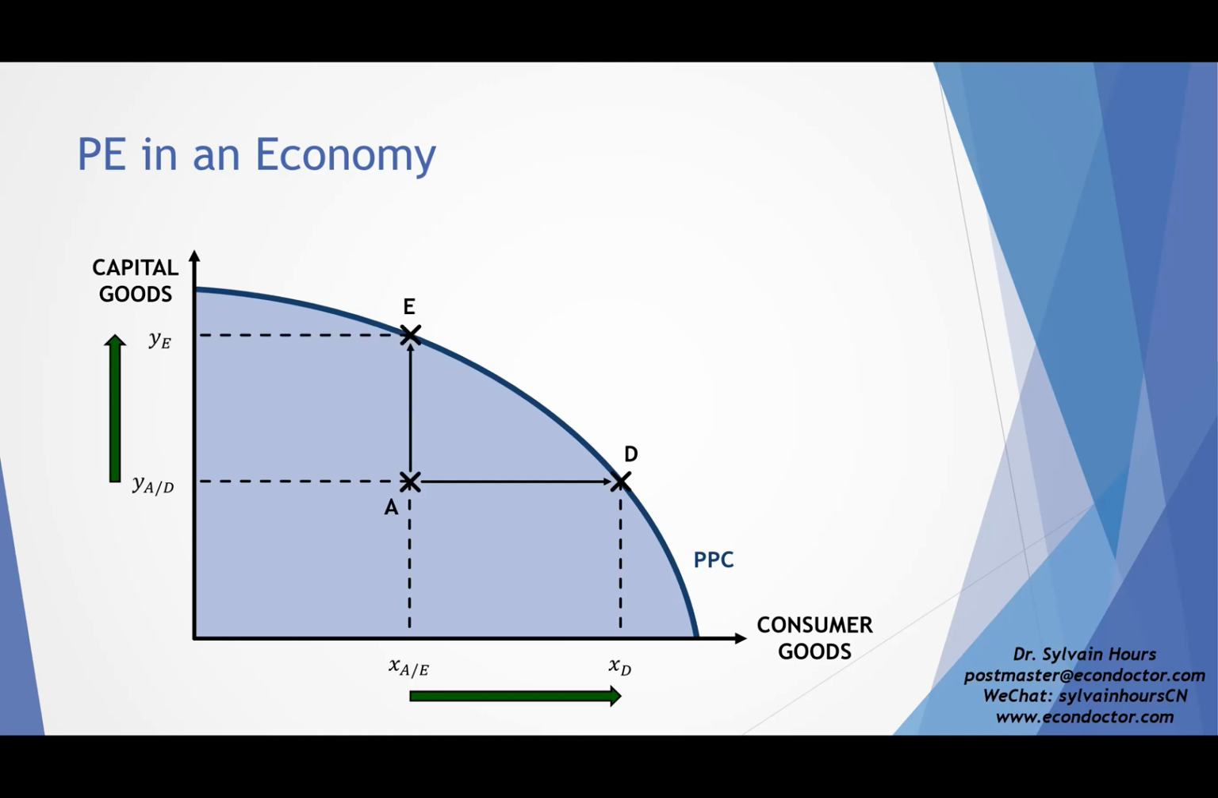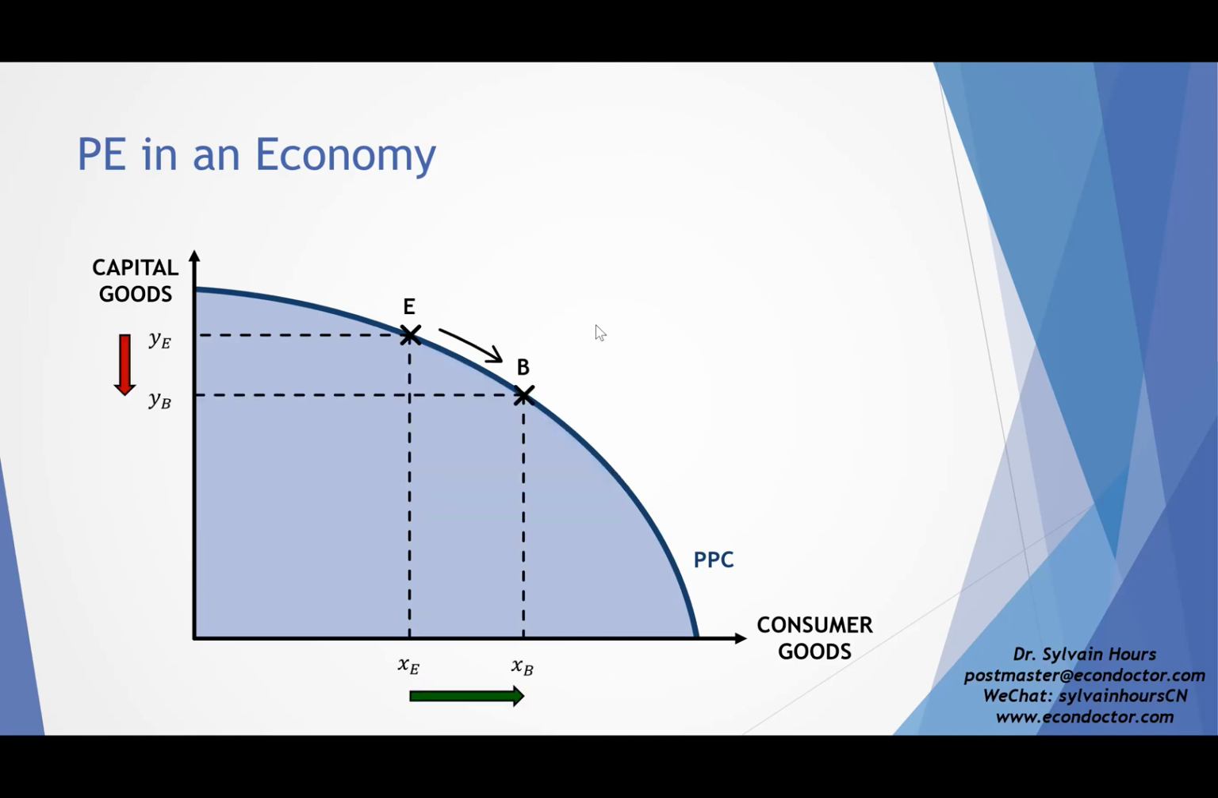Okay, I'm not going to spend too much time on this. You can just use these diagrams to illustrate the definition of productive efficiency. A is inefficient. We could produce more consumer goods, or we could produce more capital goods, or we could produce more of both from A to B, for example. And if you look at point E, you can actually ask them a question that might be a bit tricky. If I start from point E, can I produce more consumer goods?